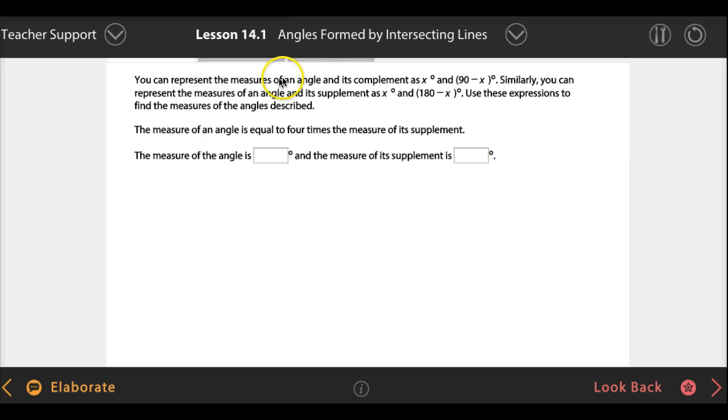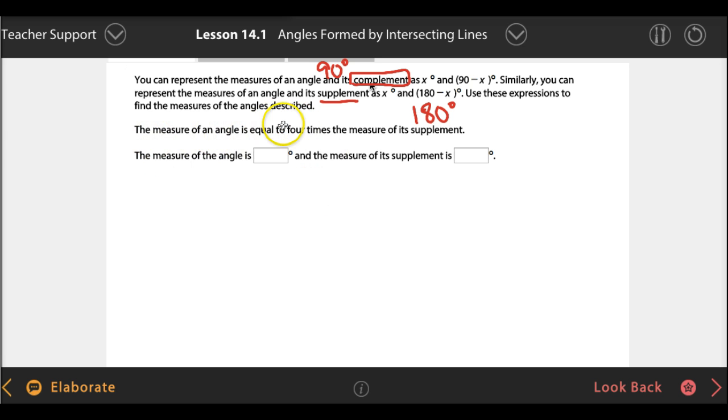It says you can represent the measures of an angle and its complement. Oh, do you remember the definition of a complement? That means when you add the two angles together, they add up to be what? 90 degrees, okay? And what about the supplements? Oh yeah, when you add the two angles together, they add up to be 180 degrees, okay? And so now you have to find the measures of the angles described.